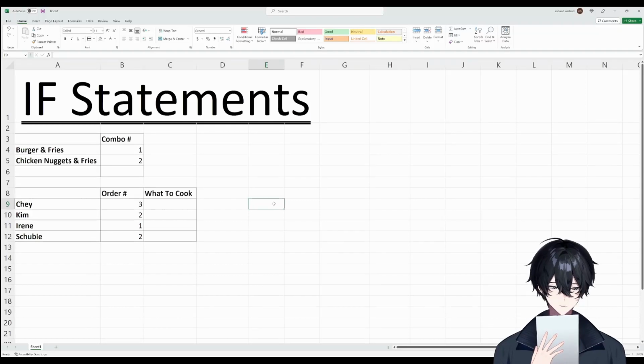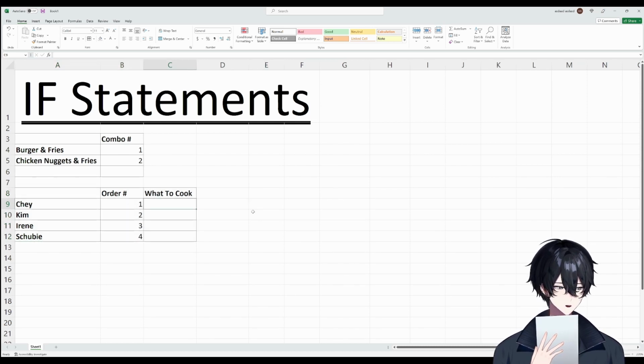So today we're going to be going over if statements. Basically, an if statement is if something is true, then do this. If something is not true, then do something else. So in this case, we have two tables here. We have the things that people can order, and then the people placing those orders.